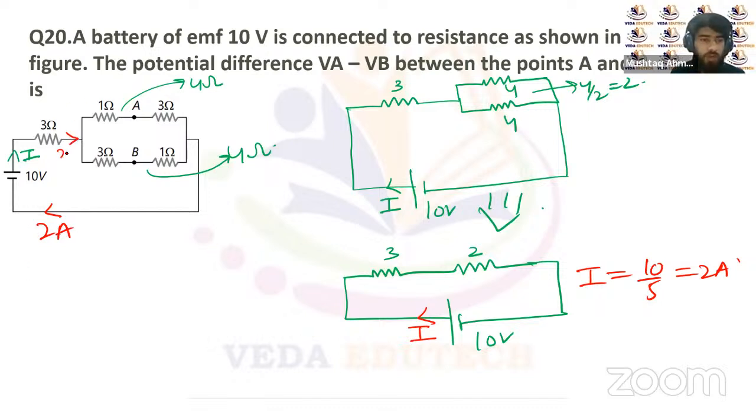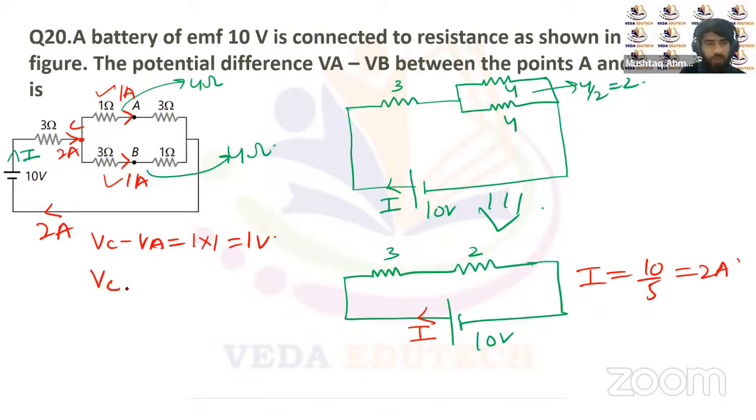This 2 ampere current will reach this junction point and will be distributed along two branches. They have the same resistance, 4 ohm and 4 ohm, so 1 ampere will be along this branch and 1 ampere along the other branch. Let's suppose this is the point C. Now VC minus VA is equal to I into R. I is 1 and the resistance is 1, so that is equal to 1 volt. Similarly, VC minus VB is equal to I into R, that's 3 into 1, equal to 3 volt.